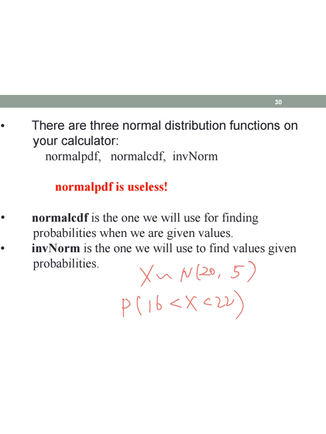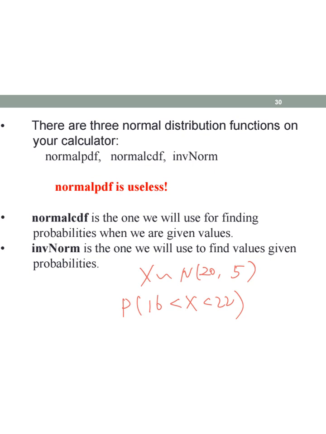For this question, we are looking for the probability for x between 16 and 22. I will use normal CDF to find the probability. The same as for other continuous random variables, we only use CDF to find the probability. PDF cannot help us find the probability; PDF can find the probability for a discrete random variable. So I highlight the second function and then press enter.